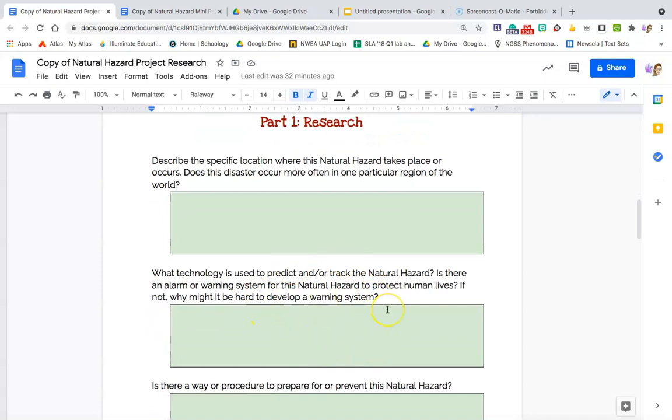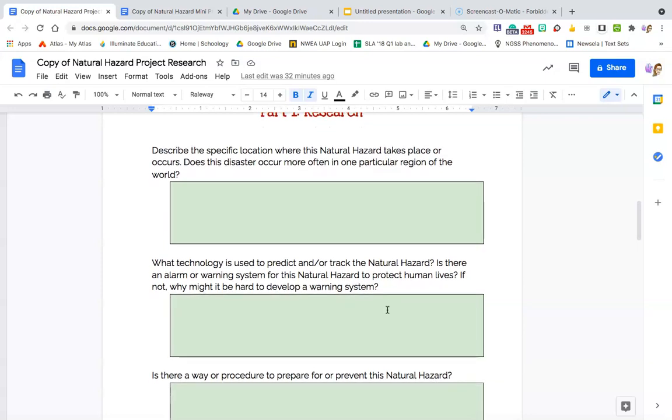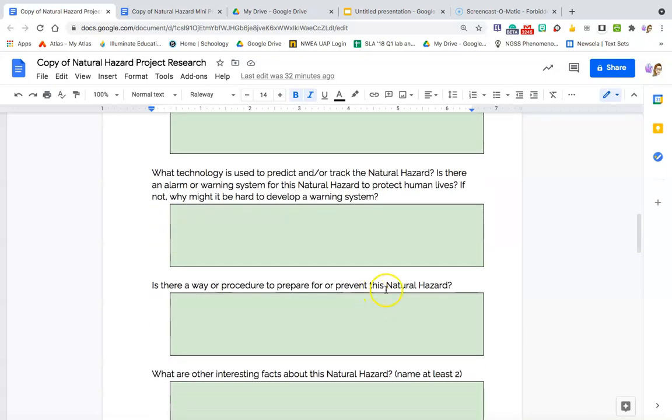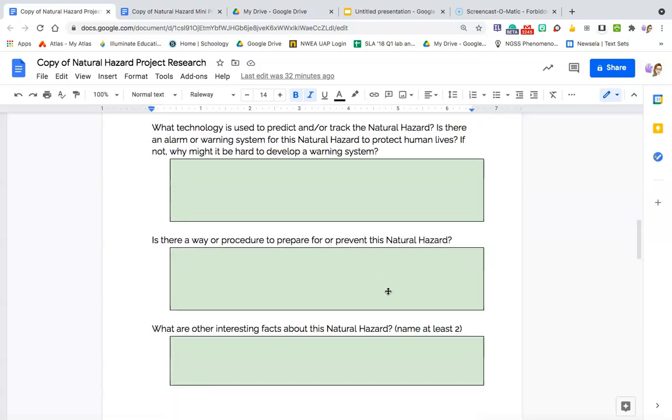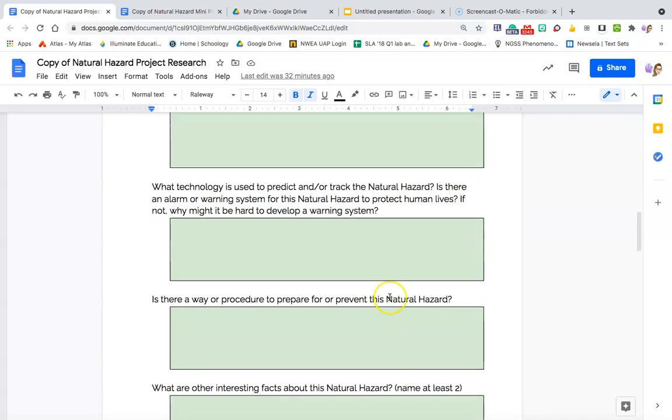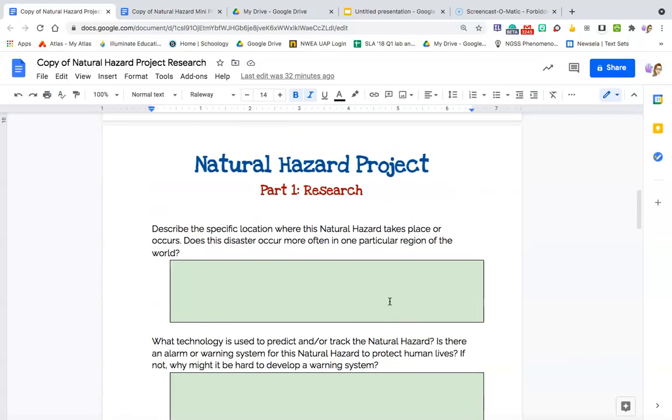Technology that is used to predict, track, or forecast your natural disaster. Is there an alert or a warning system? Is there a way to prevent it or to prepare for it? And then any other interesting facts. So this is going to be your assignment for today.